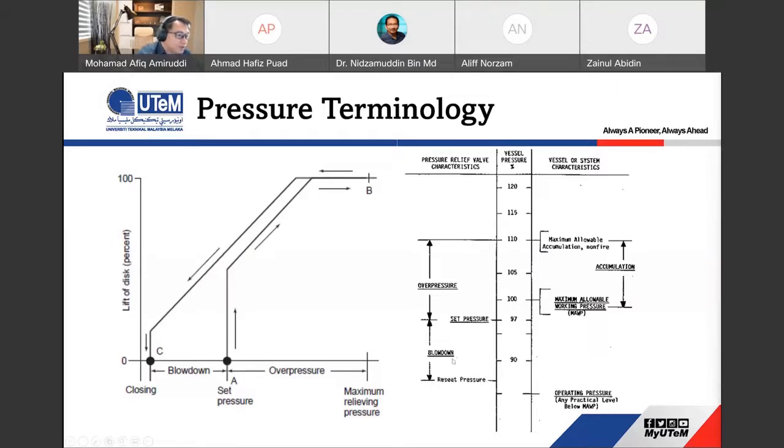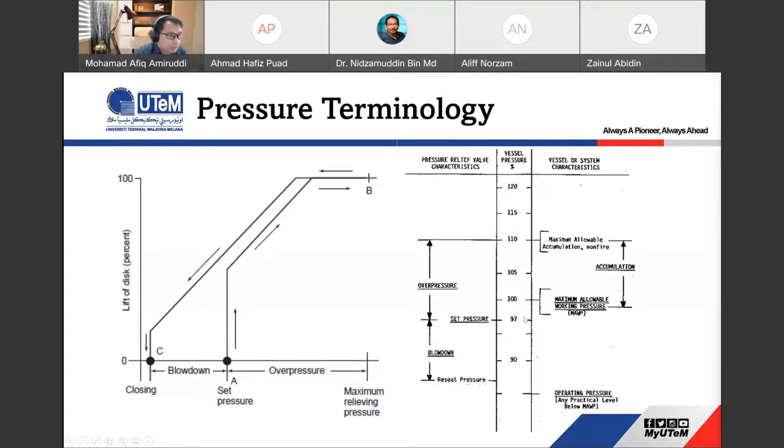Blowdown means that once the disc is lifted up and wants to close back into the original position, it takes some time to reset the disc to the original position. It takes time for the seat inside the PRV to reset back into the closed position. So we call it blowdown. The operating pressure actually is below a certain point, any particular level below the maximum allowable working pressure.